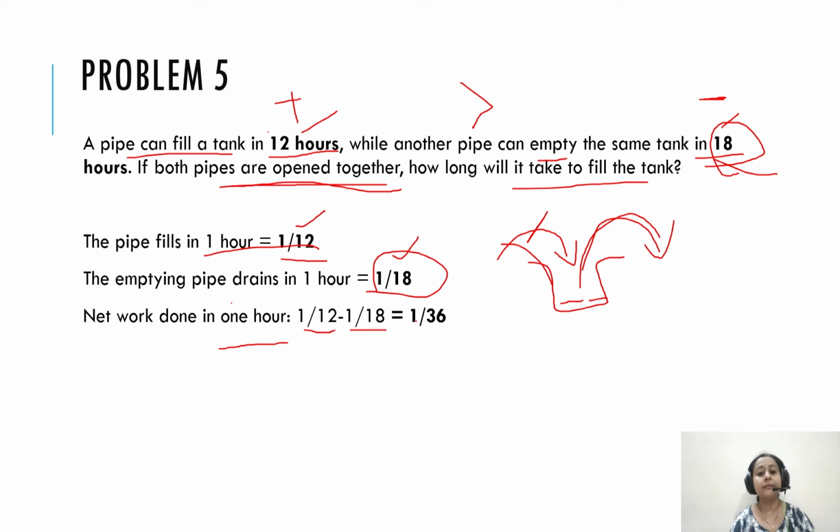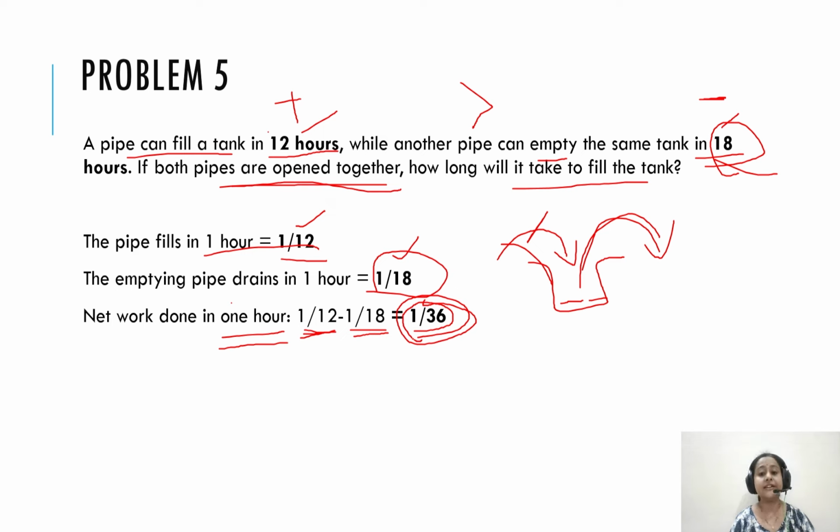Why net work? Because one pipe is filling the tank at 1 by 12 per hour, right? But another pipe is actually emptying the tank, so it is a negative work. One is doing the positive work, another is doing the negative work. And their joint work will be 1 by 36, right? So in 1 hour, 1 by 36 portion or fraction of the total tank will be filled with water, right?